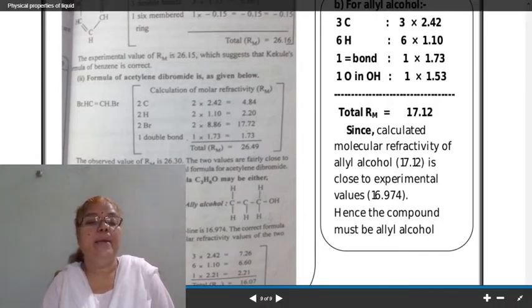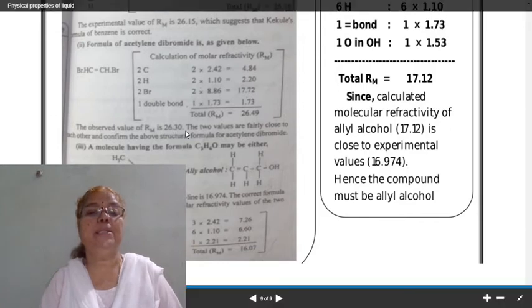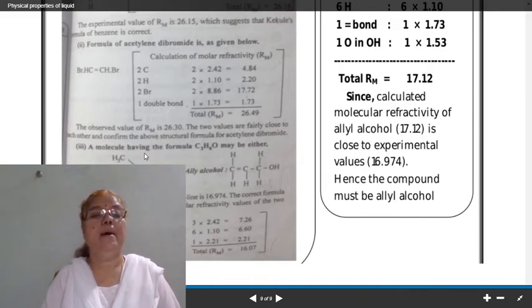26.49. Here the observed value of molar refraction of acetylene bromide is equal to 26.30, and these two values are fairly close to each other and confirm the above structural formula for acetylene bromide. This calculated value and experimental value, again these values are very close to each other, therefore this is the correct structural formula for acetylene bromide. Then see the next example.